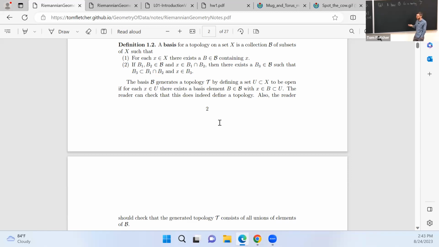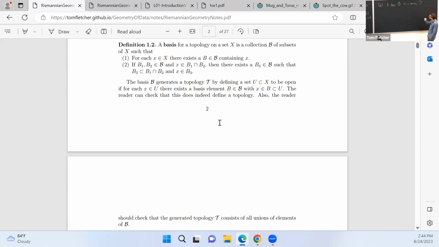And I mentioned this in the notes, but really a topology, you should specify a pair X, the set, and T, the space, the set of open subsets. But I'll usually use abusive notation and just say X when the topology is well understood. We know what topology we're working with. Or here I'm just going to use T and leave out the X. The X is in there behind the scenes.